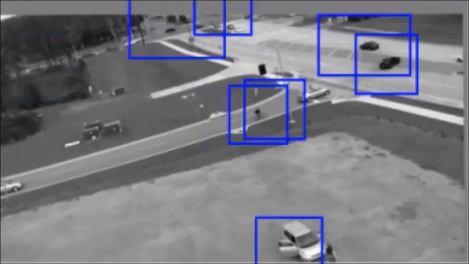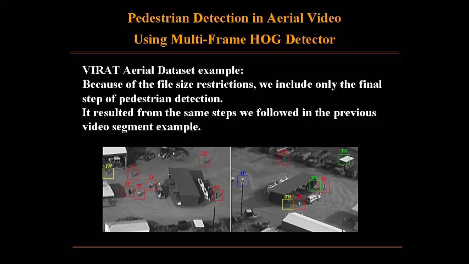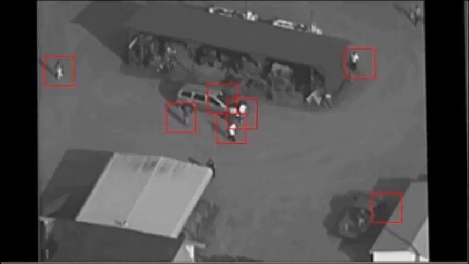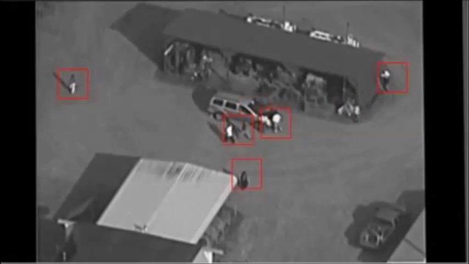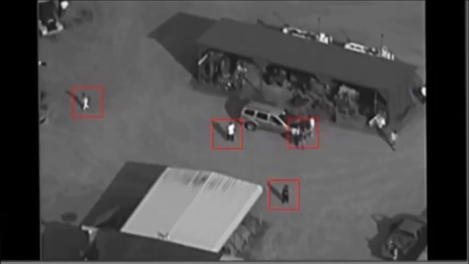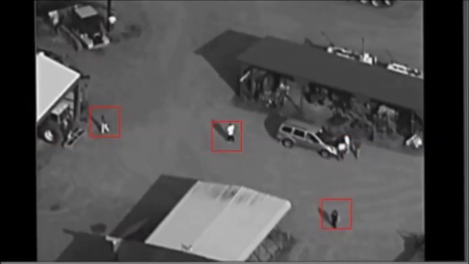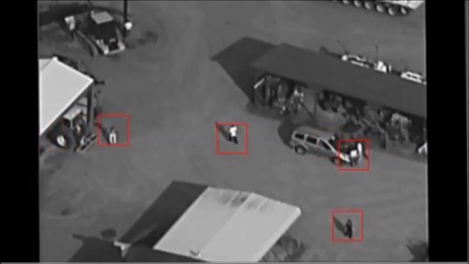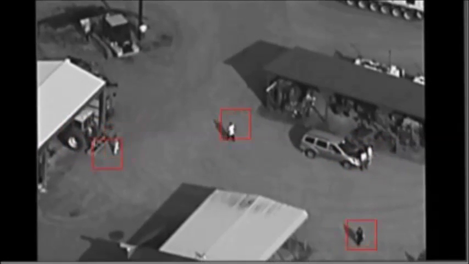Now in the second part, we will repeat the same experiment. We will show the results on a different aerial dataset, which is a kind of challenging dataset from the standard publicly available aerial VIRAT. And here we see the final results where pedestrians are detected. Each pedestrian is of height 20 pixels, and the size of the window is 32 by 32 pixels.